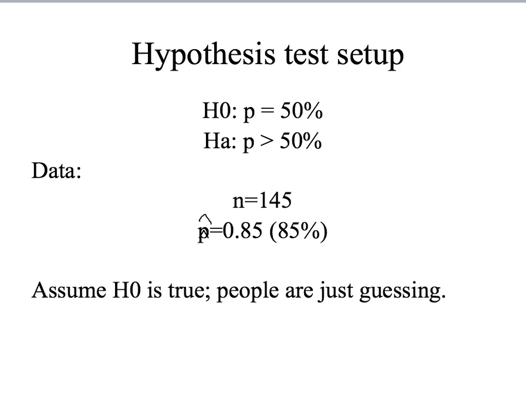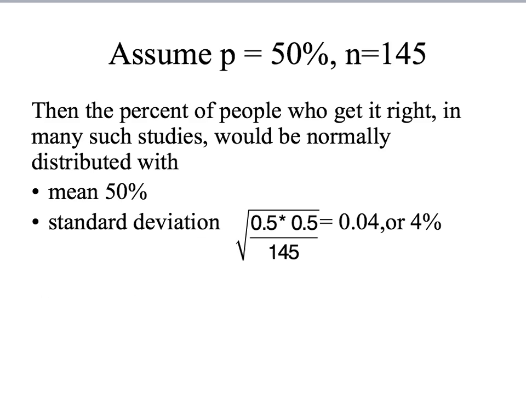We're going to assume H naught is true, and the people are just guessing randomly, can't tell the difference. So in this situation, if H naught is true, we know that the percentage of people who would get it right if they were just guessing randomly would be normally distributed. That's because we had at least 10 successes and at least 10 failures, with a mean of 50% and a standard deviation of the square root of pq over n, which is 0.04 or 4%. And with this setup, the question, what is the probability that more than 85% of people will get it right, is a problem that I could have asked you on the last test.